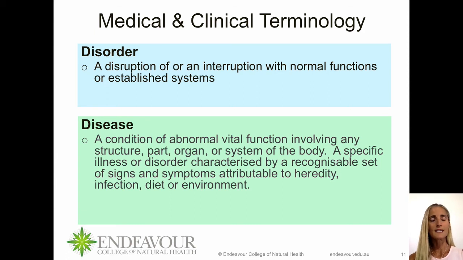An example of disease would be cardiovascular disease. An example of a disorder would be arrhythmia or irregular heartbeat, and this would be resulting from the cardiovascular disease. Another example would be inflammatory bowel disease. Crohn's disease is an inflammatory bowel disease, and the disorder may be diarrhea or constipation. So that's an interruption with the normal function.